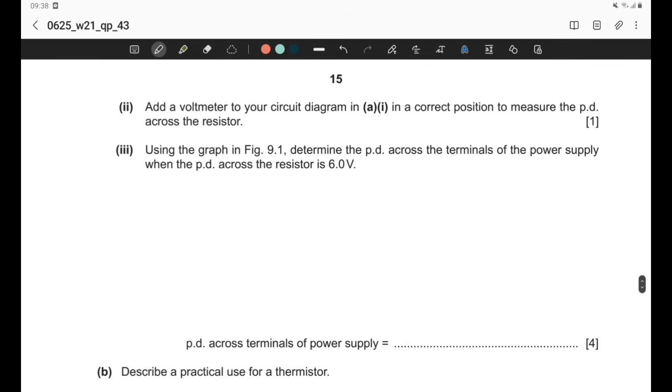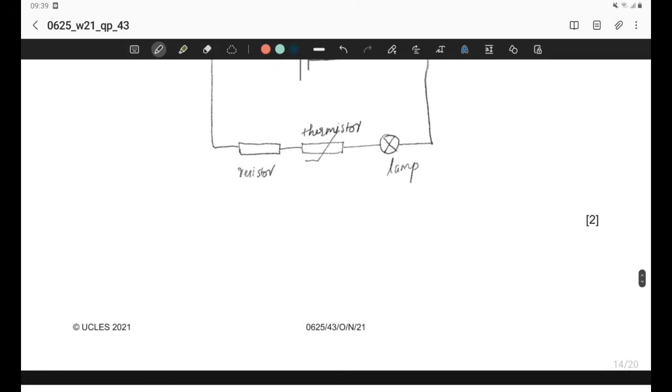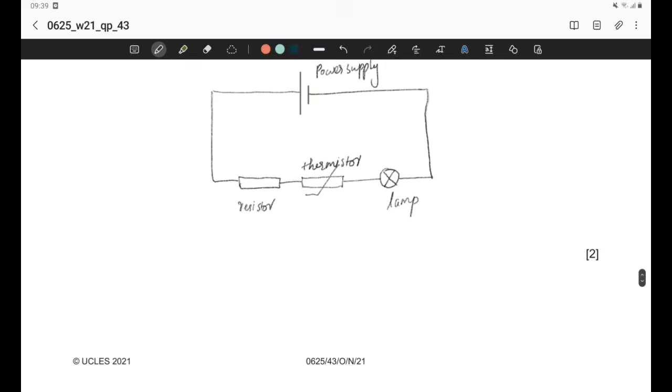Part 2. Add a voltmeter to your circuit diagram in a correct position to measure the potential difference across the resistor. So in order to calculate the potential difference across the resistor, we should always connect the voltmeter across it. So the voltmeter connection should always be parallel or across that particular component. So this voltmeter will give you the value of the potential difference across this particular resistance.